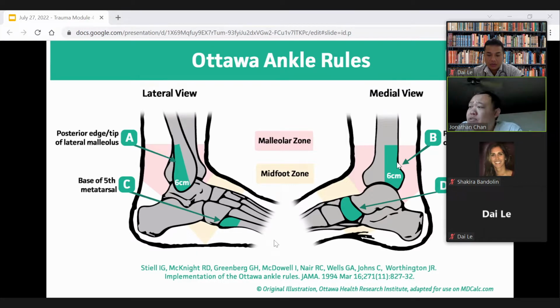The same thing applies for the foot. If the patient has any tenderness to palpation over the base of the 5th metatarsal, the lateral part of the midfoot, or over the navicular bone, the medial part of the midfoot, or they were unable to bear weight after their injury and in the emergency room, those are all reasons to get an X-ray of the foot.